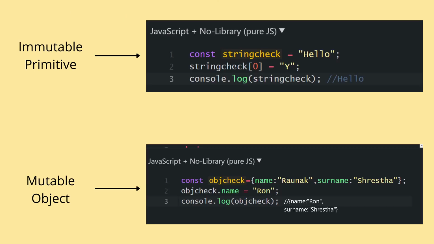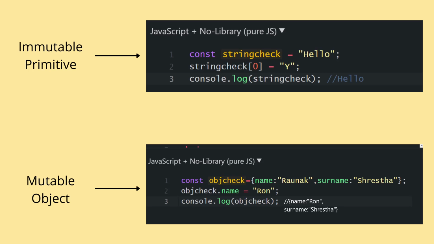In the first diagram, we have got an immutable primitive. Here the immutable just means the value is unchangeable. So for this, we have defined a variable named stringCheck and assigned its value to a string called hello, right? Then on the second line, we are trying to modify the letter of hello, which is H, and it's the first letter, with the letter Y. And as we log this into the console, we get the original value without any change in it. Hence, we can conclude that the primitive, which is a string in this case, is immutable, which means it cannot be changed.